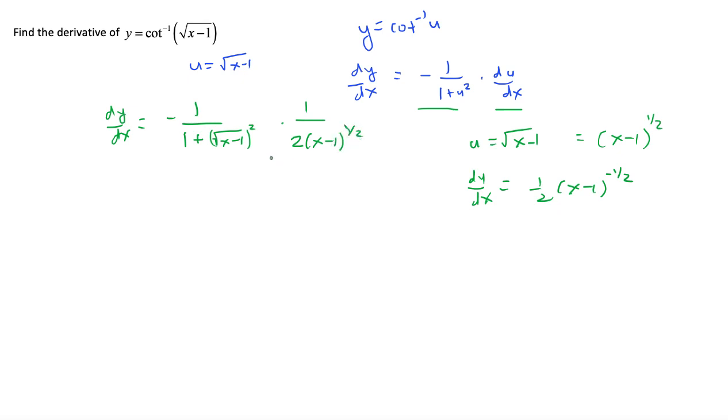Okay. And now, of course, a couple things we can do with this, I guess. We'll just square this out. Well, what is radical x minus 1 when we square it? That's just x minus 1. So we get negative 1 over, well, 1 plus x minus 1, that's just x. So we get negative 1 over x. We still have this 2 down here, so I'll put that in front. And we have that x minus 1 to the 1/2 power, which is just a radical x minus 1.